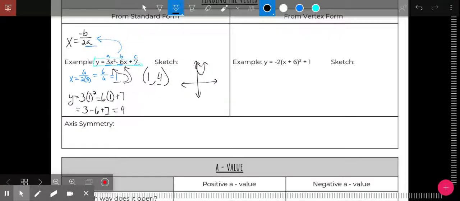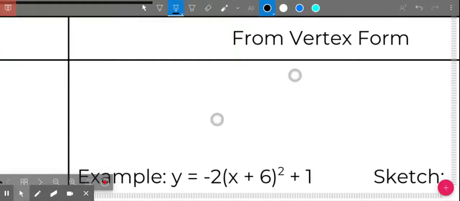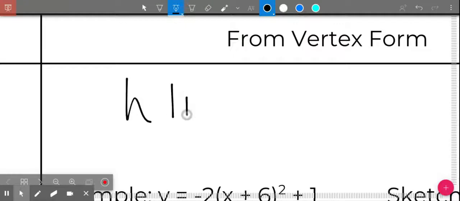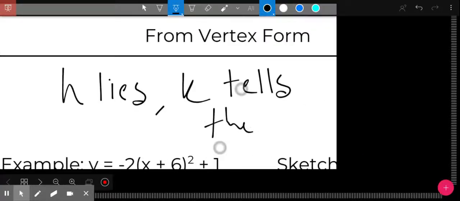All right, so we can do the same thing from vertex form. Since this is vertex form, that means the vertex is actually a lot easier to see. So whenever we're finding from vertex form, we're going to remember that h lies and k tells the truth. Well, what does that mean, actually?